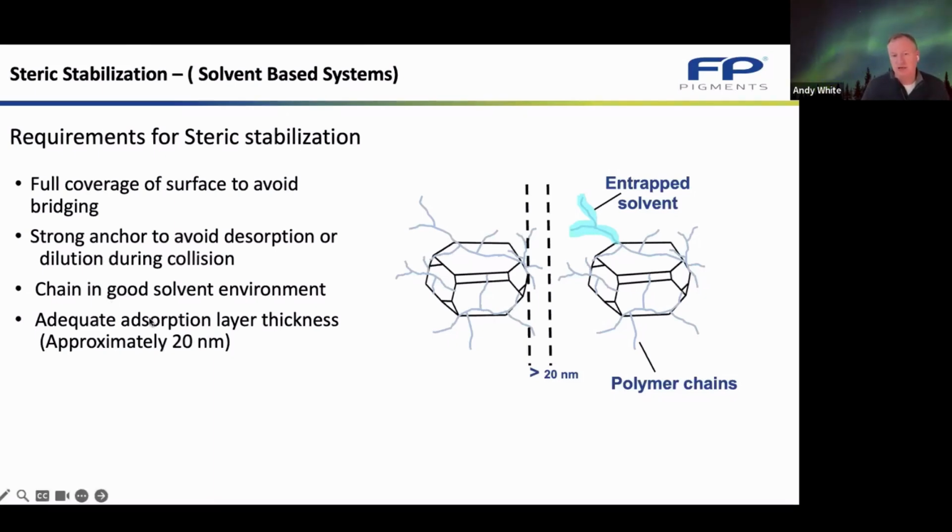You need to have a polymer and TiO2 that has an adequate layer, and essentially what you end up with is a sulfated polymer around the particles that creates this steric layer that gives you stabilization.